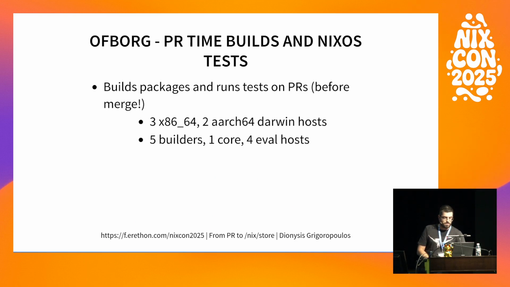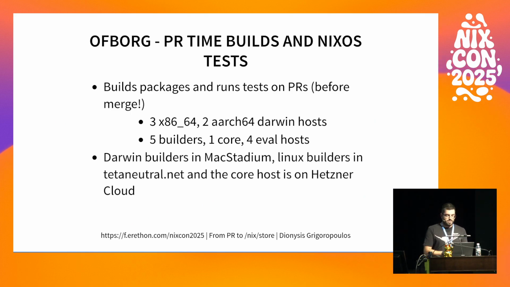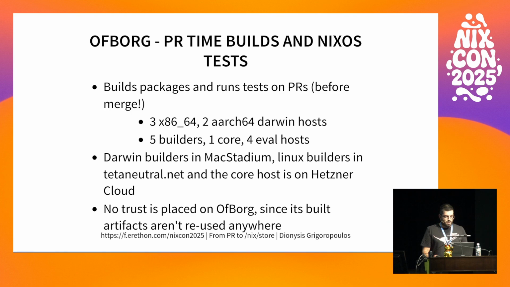The infrastructure for Offborg is currently 3 x86 and 2 ARM64 Darwin hosts, 5 Linux builders, 1 core coordinator node, and 4 evaluation hosts. The Darwin builders run in Mac Stadium, a company that provides Apple machines. The Linux builders run in tetaneutral.net, and the core host is hosted on Hetzner Cloud. No trust is placed on Offborg, since the build artifacts it generates aren't reused anywhere, so it's not trusted infrastructure for us.